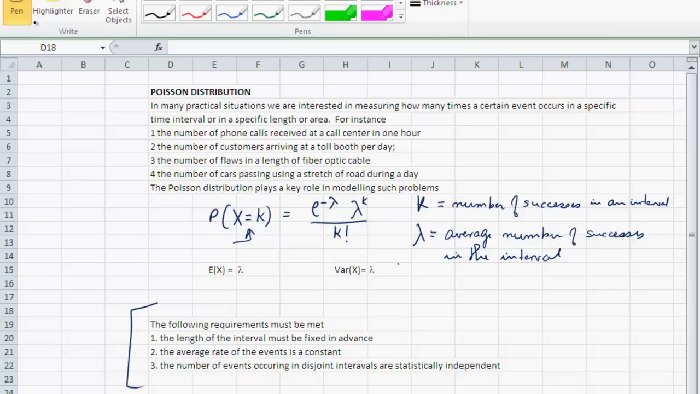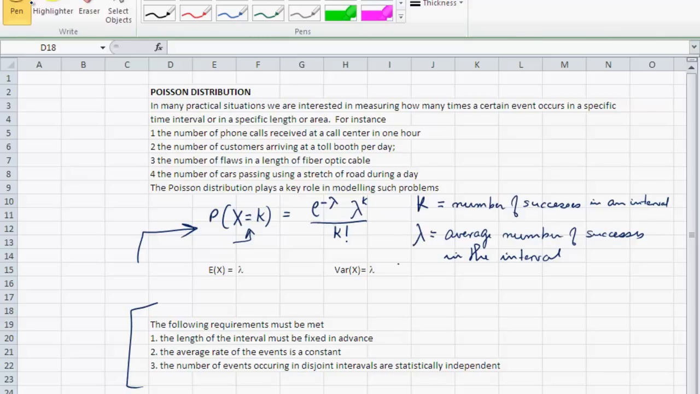Okay, so if these 3 conditions hold, then the probability of the number of successes is given by the Poisson distribution. In this case, the probability of X equal to k, in other words, the probability of k successes in this interval, whatever we define the interval to be, is given by e to the minus lambda, where e is the natural logarithm base, which is 2.718. Lambda is the average number of successes in that interval. It's the average rate. And k is the number of successes that I'm looking for. So P(X = k) = e^(-λ) λ^k / k!